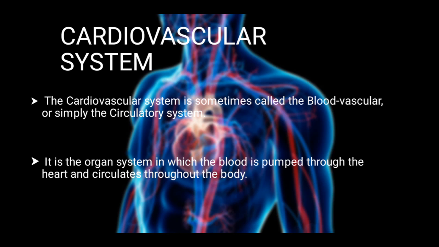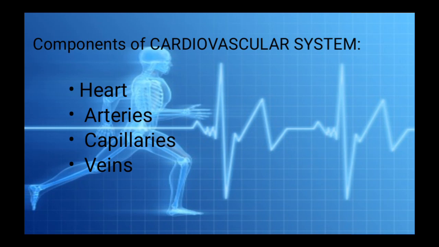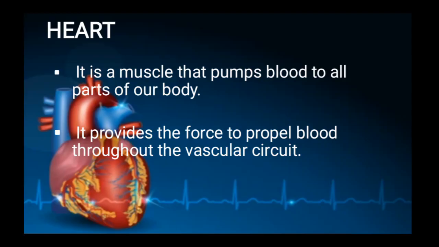It is sometimes called the blood vascular or simply the circulatory system. It is the organ system in which the blood is pumped through the heart and circulates throughout the body. So the heart, arteries, capillaries, and veins are the components of the cardiovascular system. The heart is a muscle that pumps blood to all parts of our body and provides the force to propel blood throughout the vascular circuit.